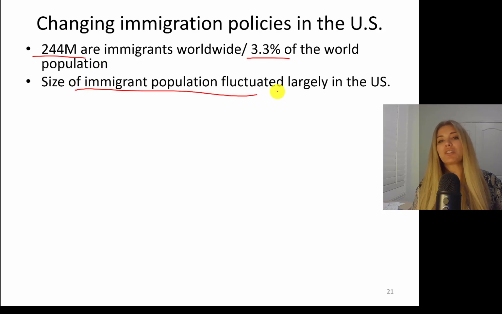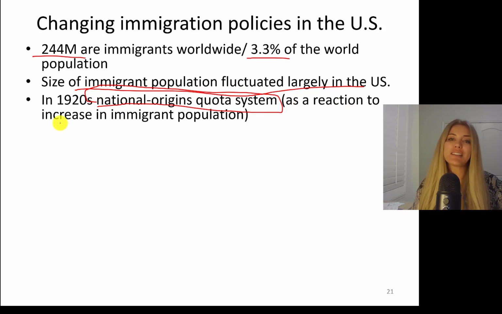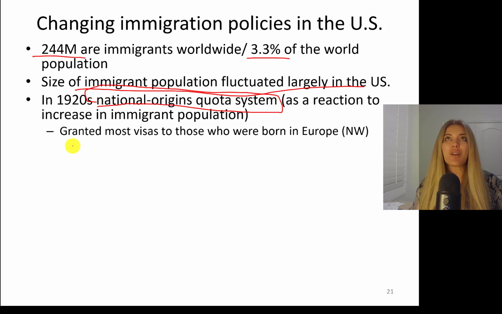So the size of the immigrant population fluctuated largely in the United States, okay? In the 1920s, the national origins quota system is what we had. This was a reaction to the increase in the immigrant population in the United States. This system granted visas to those who are usually from European countries, Northwest European, not like Italy. I'm talking about on average, the greater majority. Of course, we have Italian immigrants who came, but they were giving priority to British and German, Northwest Europe.